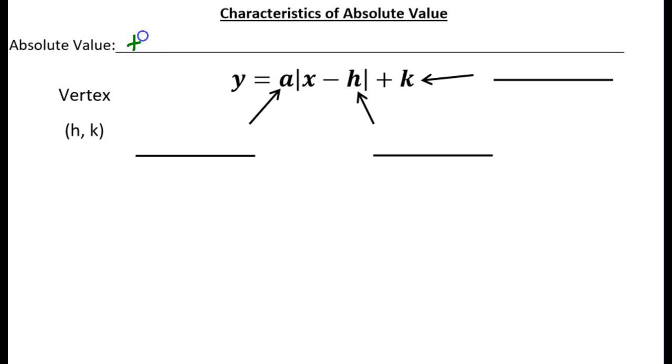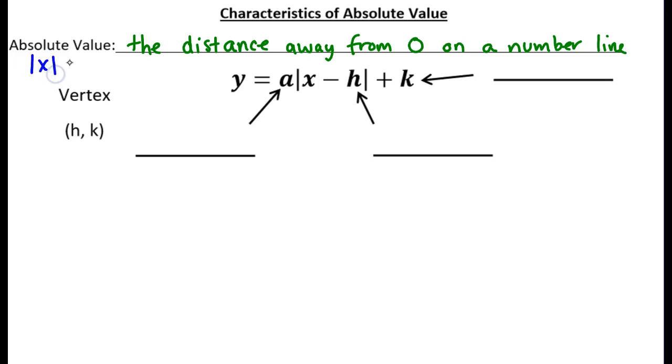Absolute value is the distance away from 0 on a number line. Important thing to remember about absolute value: anytime we take the absolute value of a number, it can never ever equal a negative number. We want to be careful though to say that the absolute value is always positive, because that's not true, because the absolute value can be equal to 0 and 0 is not negative or positive.